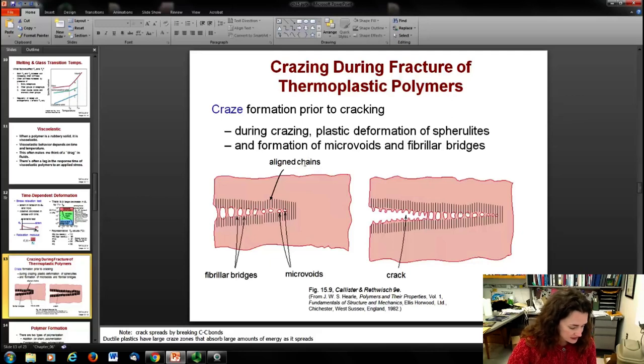So crazing is a phenomenon that precedes fracture in thermoplastic polymers, and it's localized plastic deformation, which leads to small and interconnected microvoids that are shown here in the regions. And then these little fibrillar bridges form between the microvoids, and that is because the chains are becoming aligned in that region. And then that propagates through as the crack when failure is completed.